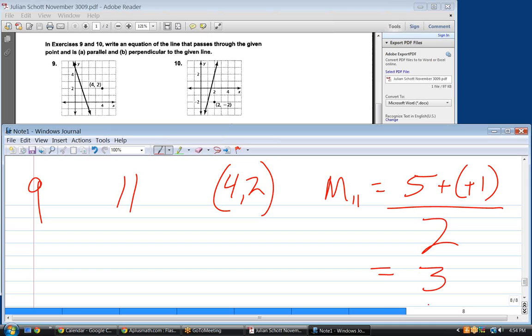Is that the slope of that line, 3? Is it a positive slope? That's not a positive slope. Let's review slopes.